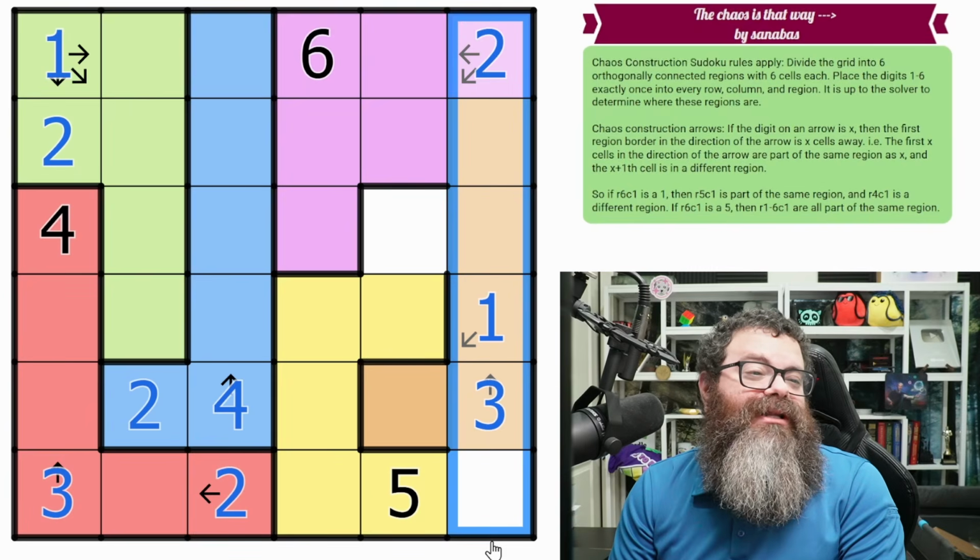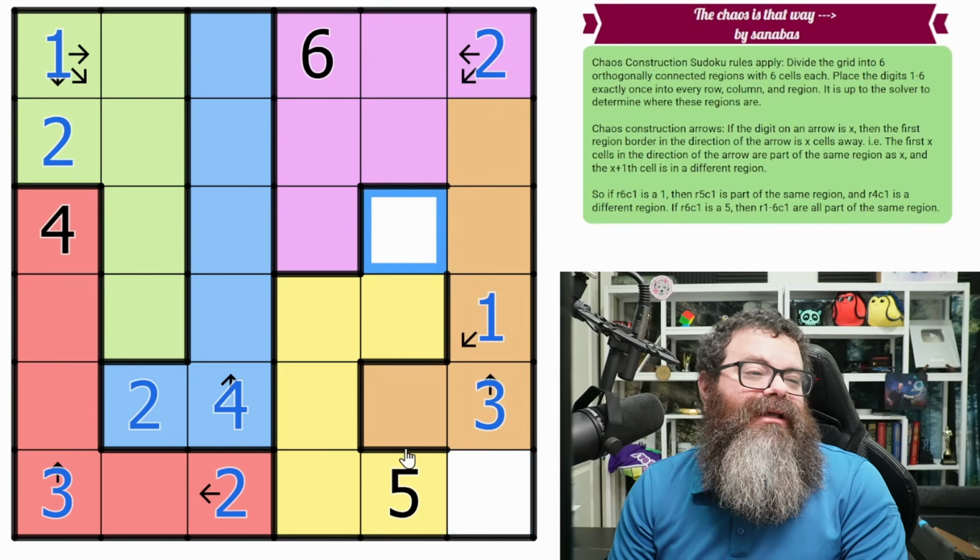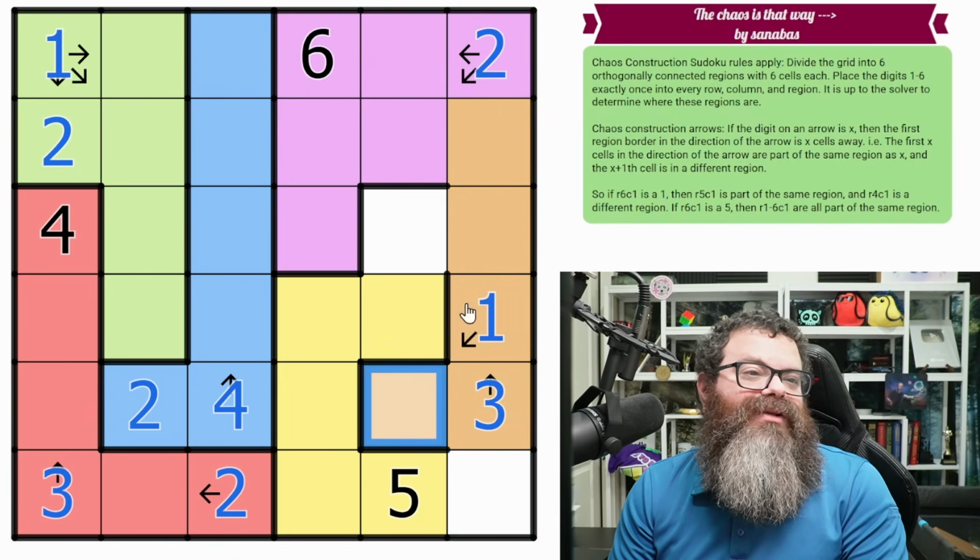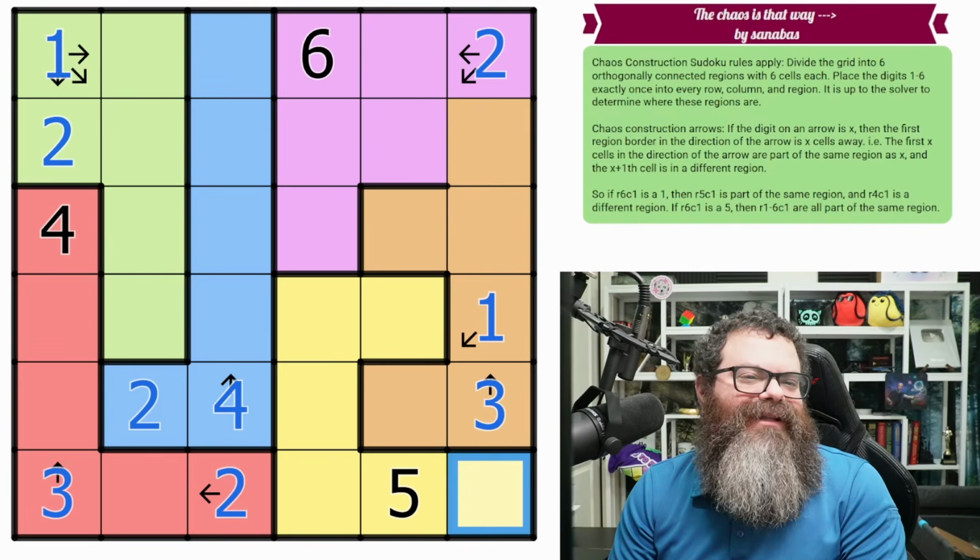Oh, orange is going to need a 2, and it can't put it here. Okay. So orange is going to have to grow to get the 2. And this is the only cell of the 2 possibilities that can be 2 that can grow. So that actually finishes that. And that's our 2.